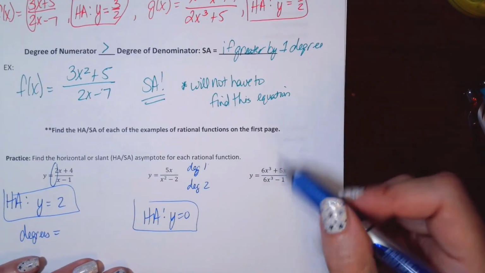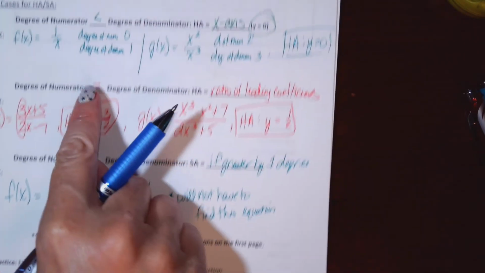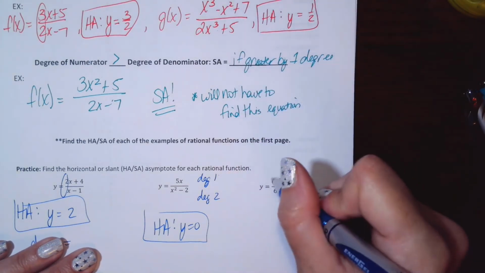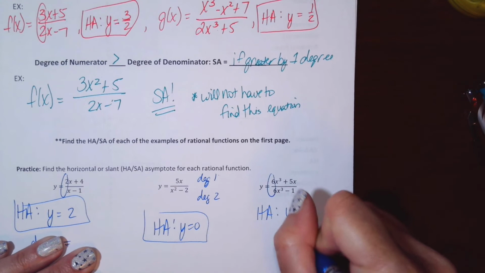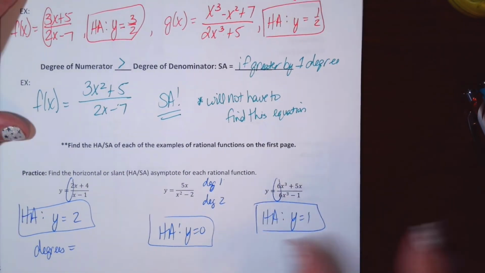Here, what do you think? Degree 3, they're the same again. So when those degrees are equal, it's the ratio of the leading coefficients. My leading coefficients are 6 and 6, so I have a horizontal asymptote at y equals 1. All right, excellent, excellent. Let's look at our last page.